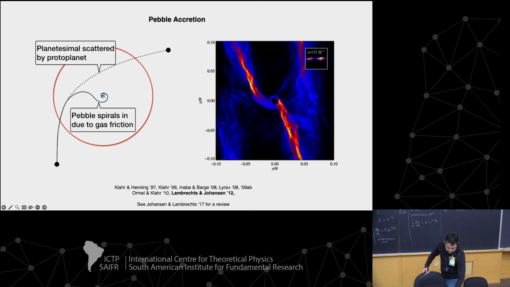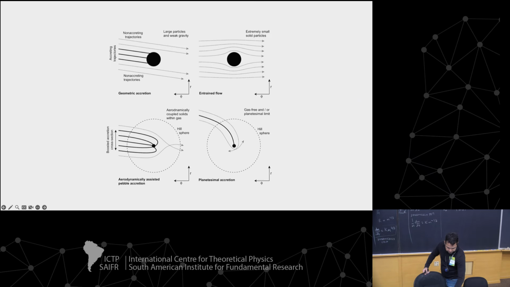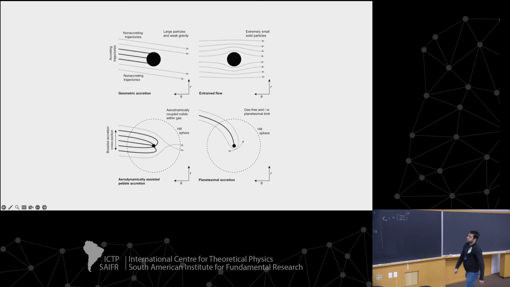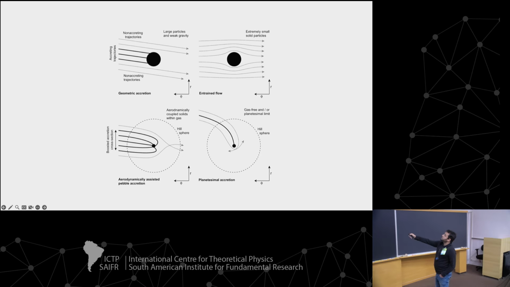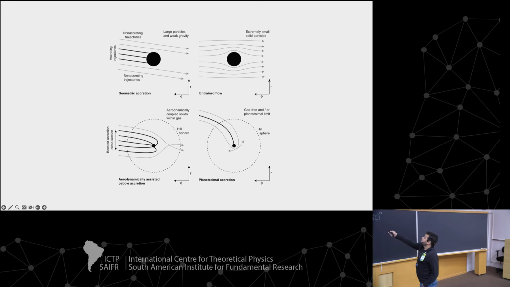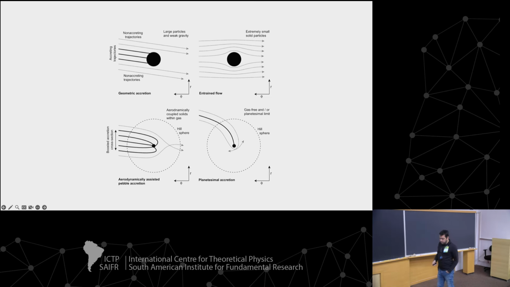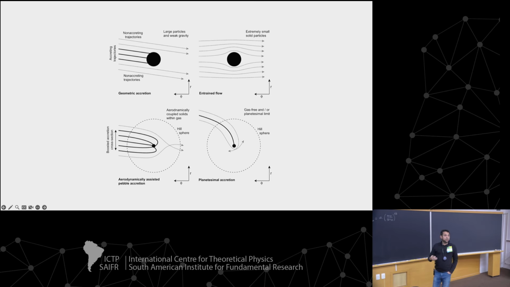So this has been a game changer in the field. So let's understand what is happening here. You have here 4 different trajectories, or cases where pebble accretion may or may not happen. First, in this case, you have an object of low mass, right? So the only cross-section to accretion that it has is the geometric cross-section.